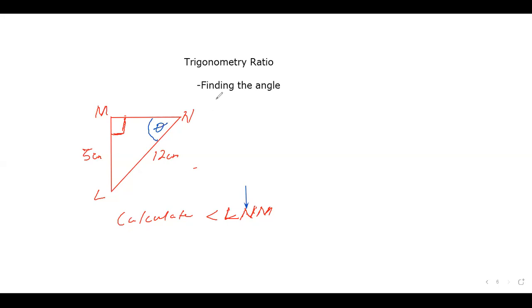Now, the next thing you are going to do is label the sides. Remember this is the reference angle. That's why it's important you know where to put the angle. Now let's label the sides. If the angle is here, what will I call this side? Hypotenuse, yes. What do I call this side? Opposite. What do I call this side? Adjacent.